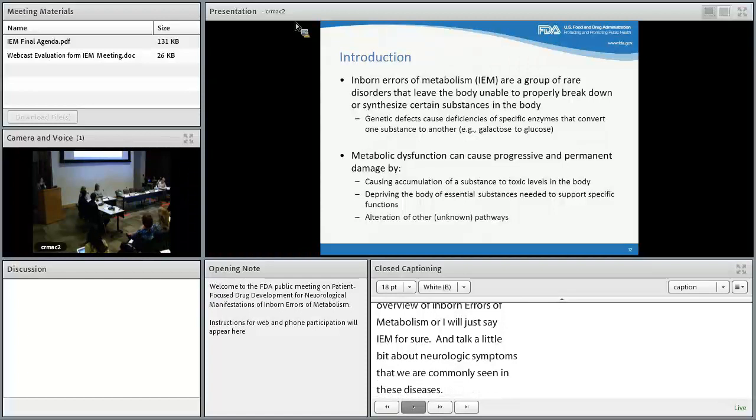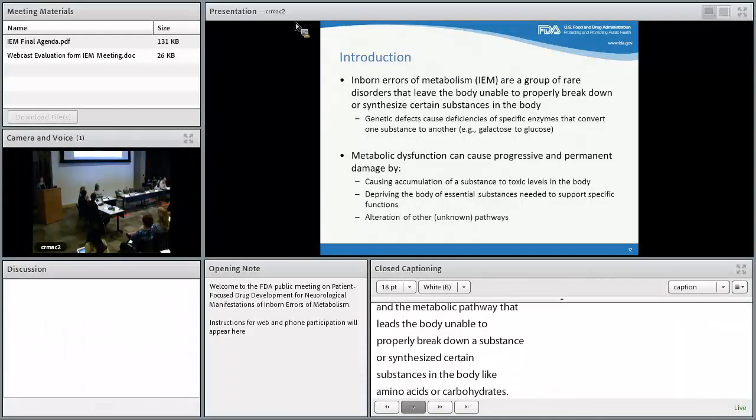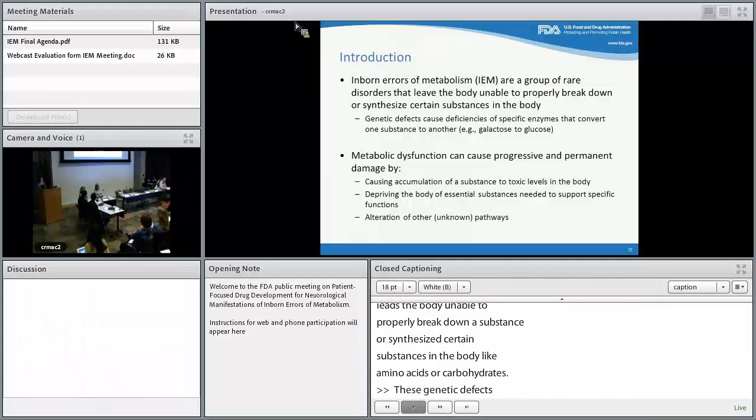The inborn errors of metabolism, or IEM, are a group of rare genetic disorders that basically cause a block in the metabolic pathway that leaves the body unable to properly break down a substance or synthesize certain substances in the body, like amino acids or carbohydrates. These genetic defects typically cause deficiencies of specific enzymes that convert one substance to another. An example would be the sugar galactose being converted to glucose.